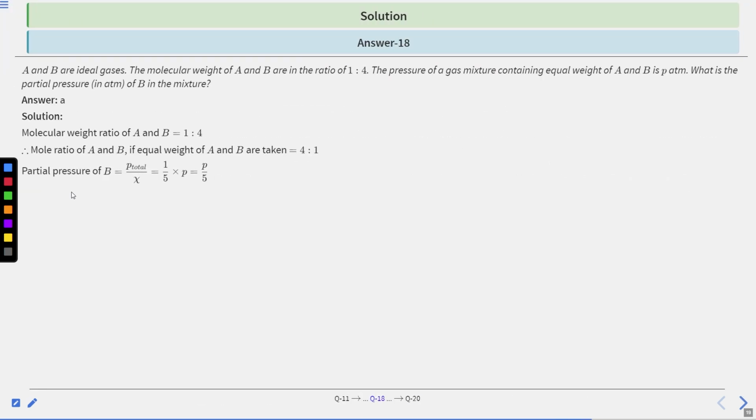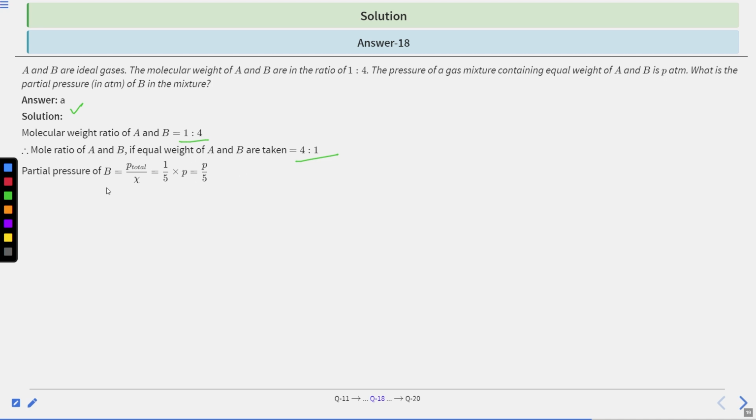Okay, so the correct answer is option A. The molecular weight ratio of A and B is given as 1:4, so the mole ratio of A and B will be 4:1, because we have equal weights, right? The number of moles is given mass upon molar mass, so molecular weight is given mass upon moles. So moles are inversely related to the molecular weight, and 1:4 will become 4:1 for A and B.